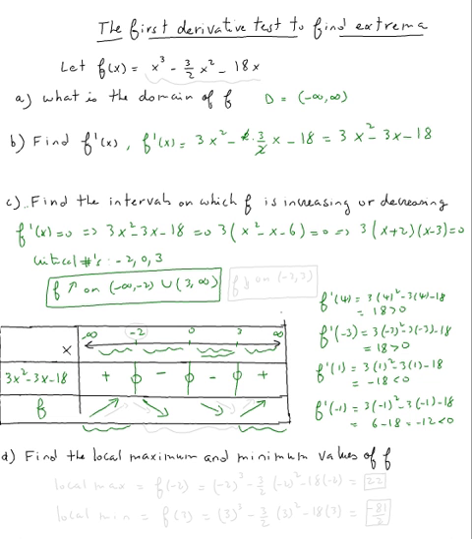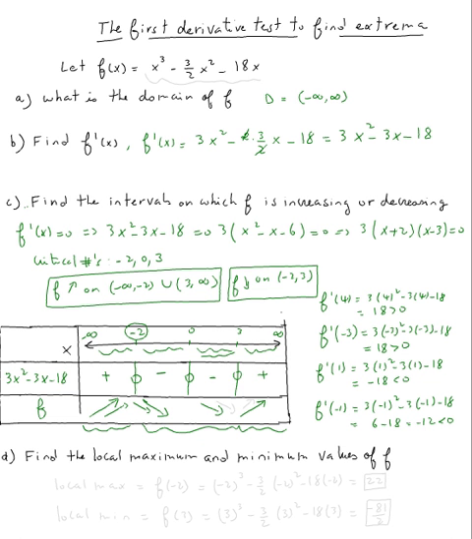Now f is decreasing where? F is decreasing from here to here, so negative 2 to 3. So this is the answer. That's where it's increasing and decreasing. Now we need to find the local maximum and minimum values. That's pretty easy. If you look here at x equal negative 2, it's increasing, then decreasing.